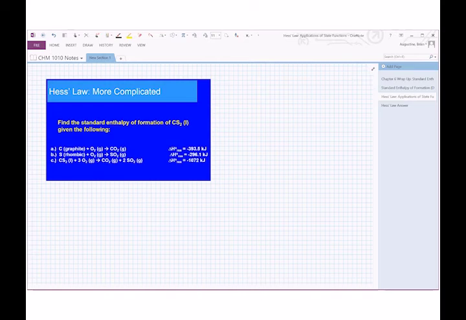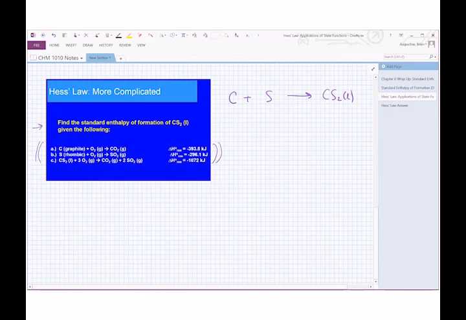So the way these problems are set up, it wants me to find something, and I'm given some example thermochemical equations that let me get there. So this one says, find the standard enthalpy of formation of CS2 liquid given the following pieces of information. So let's break this problem down into whatever the heck that means. Find the standard enthalpy of formation of CS2. What does that mean? That means forming CS2 from its elements. So C plus S yields CS2. That would be the formation of CS2 from its elements.